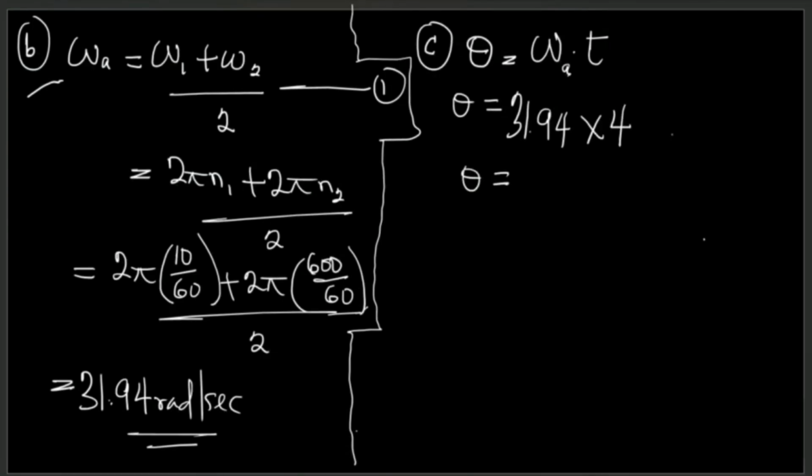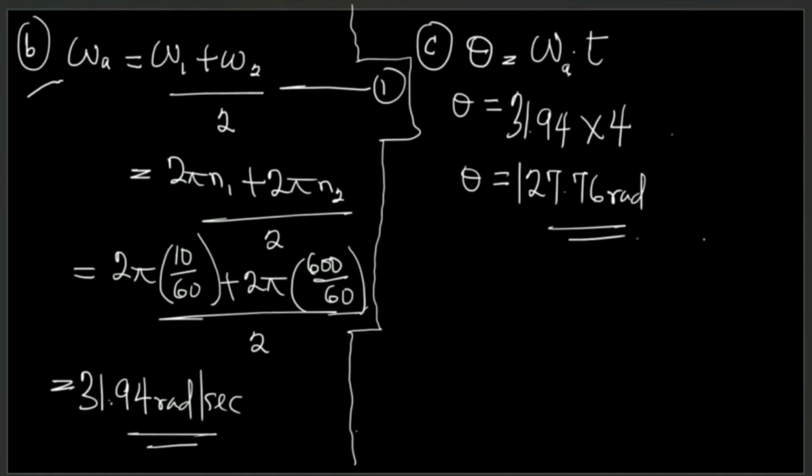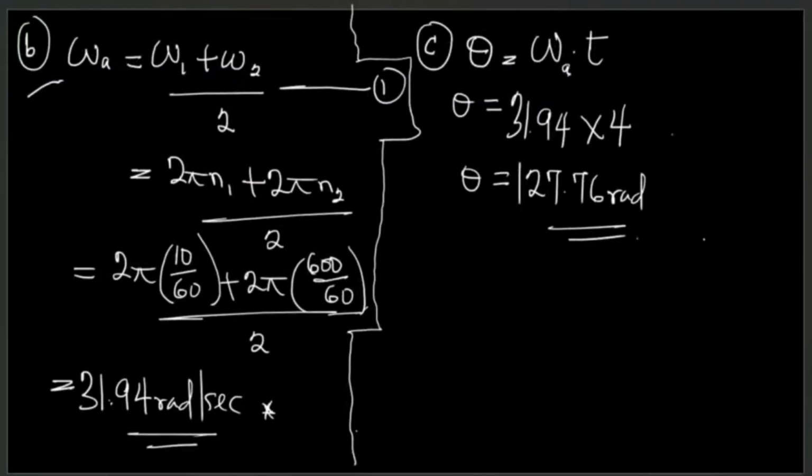This will give us what? 127.76. The average velocity. Remember, we've determined the average velocity here. So I just multiply by 4, because the question said angular displacement after 4 seconds. So now, the angular displacement is angular velocity multiplied by time. So which one are you going to use? You use the average angular velocity.